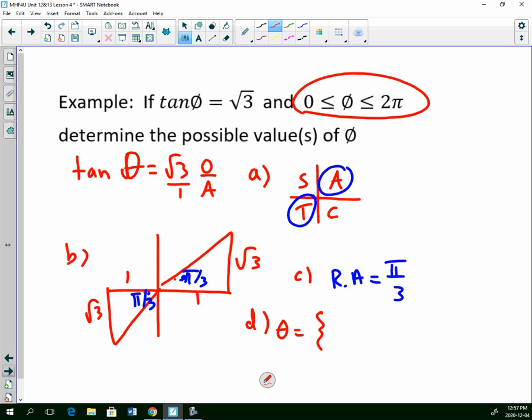So my solution set is from 0 to the terminal arm in quadrant 1. Well, that would just be pi over 3. And then all the way around here, I'm past pi. So I'm pi plus pi over 3. So that would be 4 pi over 3. All right, so all the same, 4 steps: cast rule, draw the diagram, figure out the related angle, and then solve.